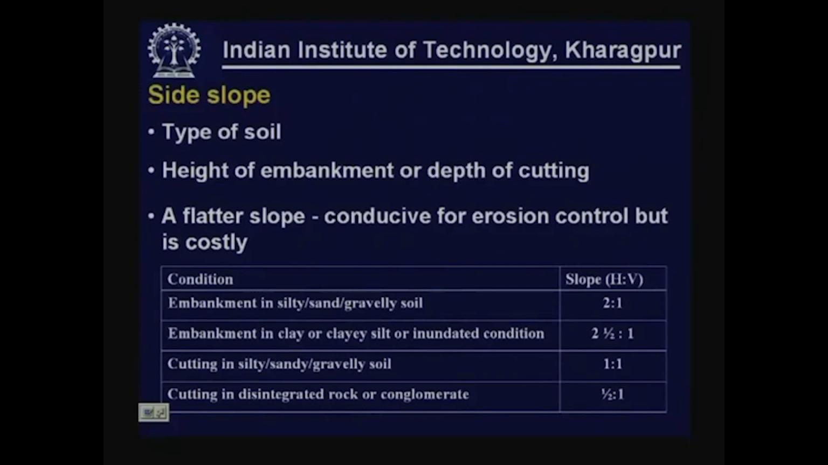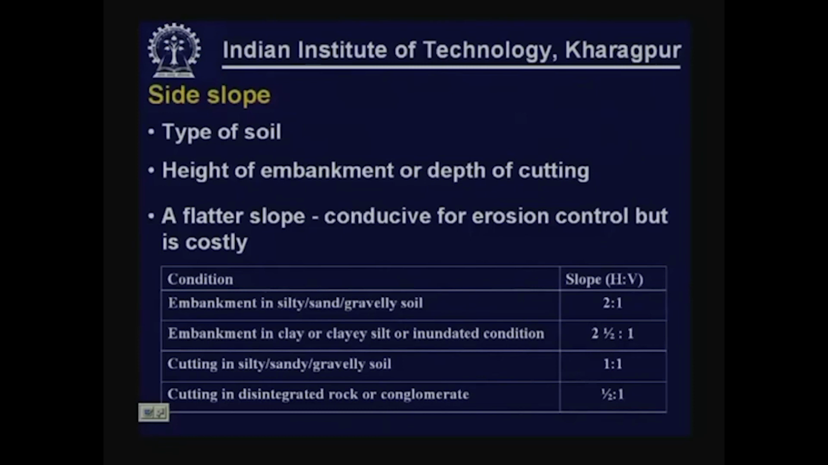Next element is side slope. Often the roads are provided on embankment. You might have observed the roads where the level of road is generally higher as compared to the ground levels. So, it is basically developed or kept on embankment. Often there are also situations where the roads are developed on cutting, particularly in the hilly region.